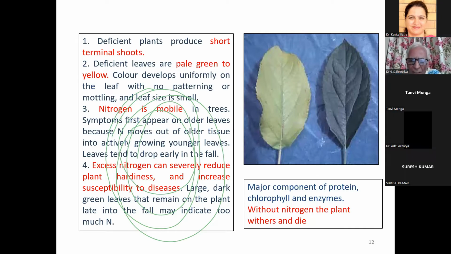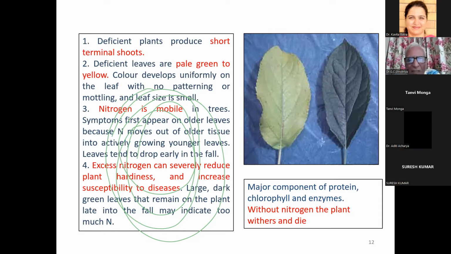This also is a nitrogen deficiency, because I said gradually the plant will become pale green or yellow. Nitrogen is the major component of protein, chlorophyll, and enzymes. Without nitrogen, the plant will wither or die. So this is how the dying takes place, from normal to yellowing of the leaf. As I said, short terminal shoots, pale green to yellow. Nitrogen is mobile, so it shows in the lower leaves.